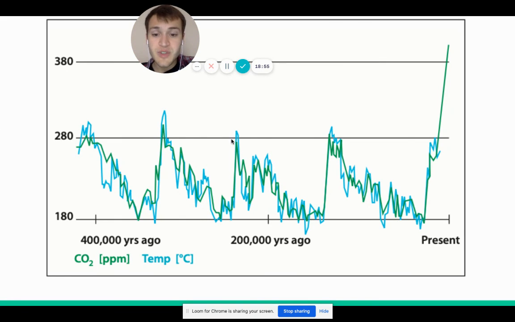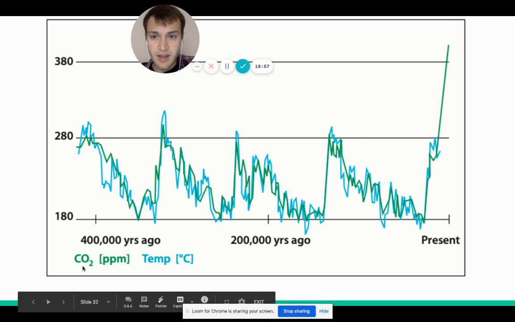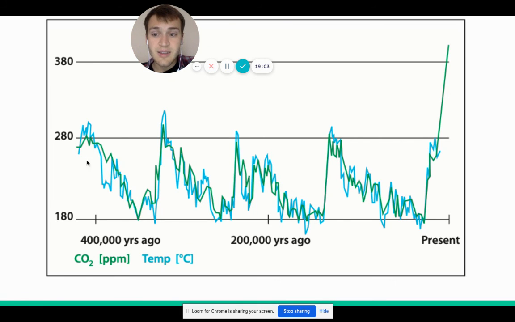But here is a graph. The green is carbon dioxide, and the blue is temperature. And you can see they kind of follow each other. Or rather, when carbon dioxide is up, so is temperature, and when carbon dioxide is down, so is temperature. You can see it goes up and down, up and down, until we get near the present where it just keeps going up. That's because humans are adding carbon dioxide to the atmosphere, which is something we'll talk about in the upcoming classes.